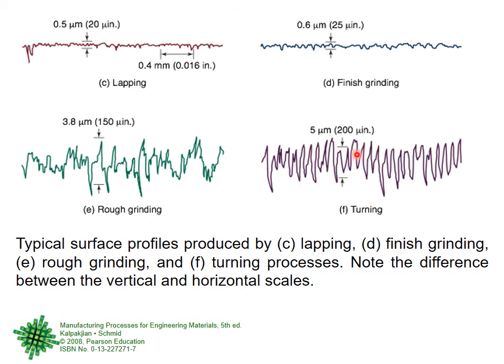The variation in the surface is around 5 microns or 200 micro inches. The variation generally is around 5 microns when we do good turning.